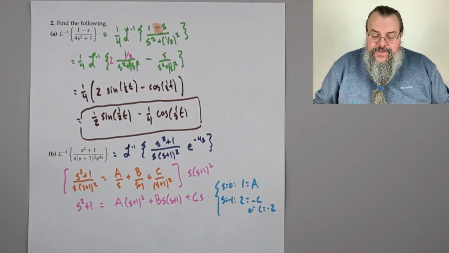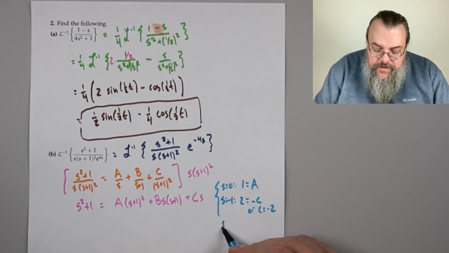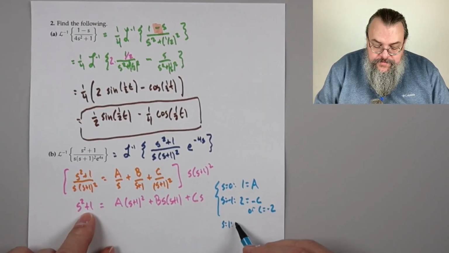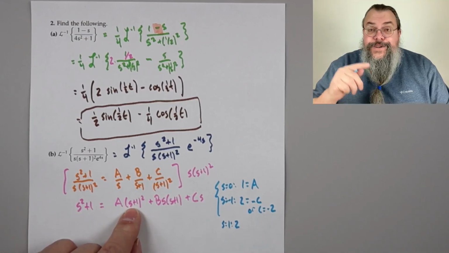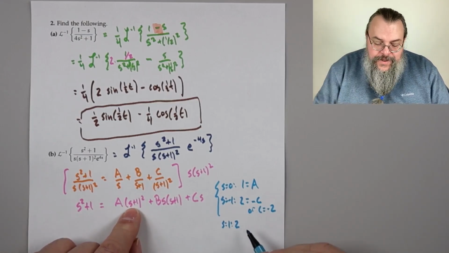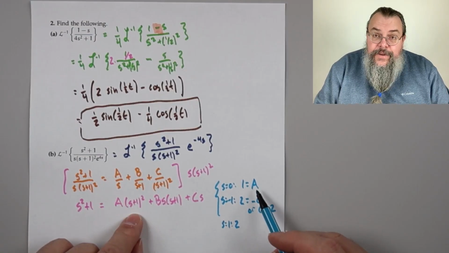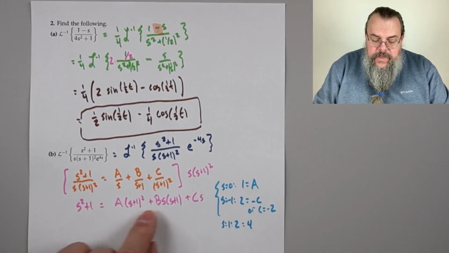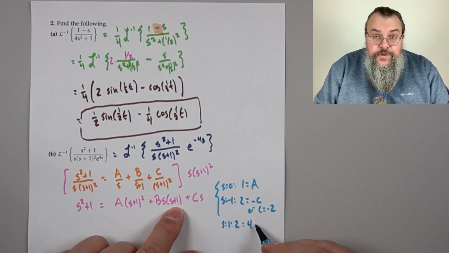Let's make another choice. Let's plug in positive 1. 1 is an easy number to work with. 1 squared plus 1 is 2. 1 plus 1 is 2. 2 squared is 4. So this would be 4a. But what is a? A is 1. So this will become 4. Then we have b times 1 times 2, which is 2b.